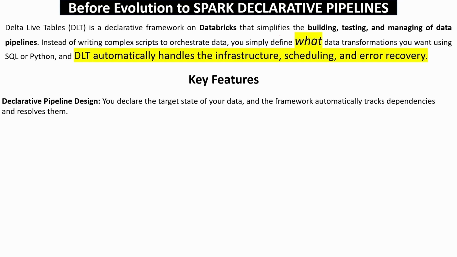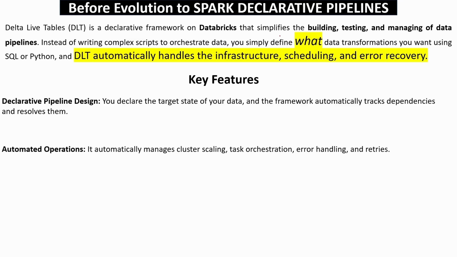So let's talk about the key features. The first feature is its declarative pipeline design. You can declare the target state of your data and the framework automatically tracks all the dependencies and even helps you in resolving them. And second is automated operations. It automatically manages all the cluster scaling, task orchestration, error handling, and any kind of retries.